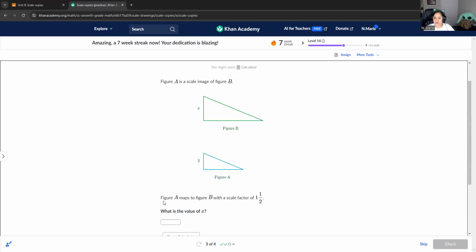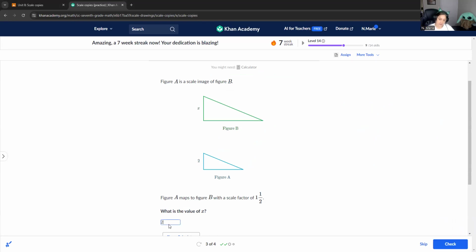Lots of fractions here. Figure A maps to B. Okay, so its scale factor is 1.5. So 2 times 1.5 gets us the missing side, which is 3. That's easy.